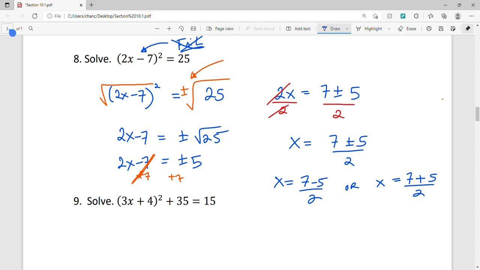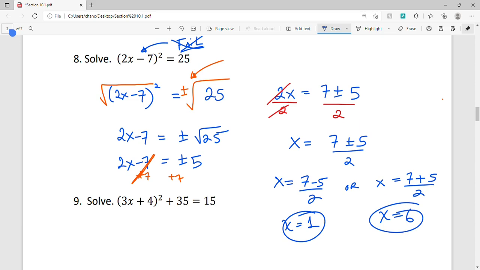7 minus 5 divided by 2, that's going to give us 2 on top. 2 divided by 2 gives us a 1. So the first solution is x equals 1. For the second solution, you have 7 plus 5, which is 12. 12 divided by 2 gives us 6. So the second solution is 6.